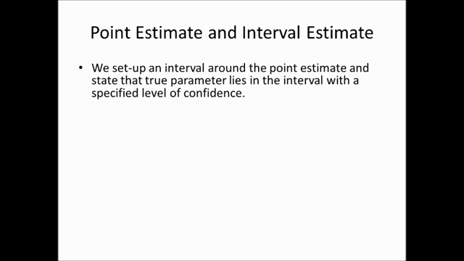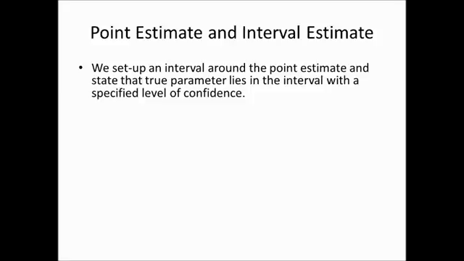What we do, we set up an interval around the point estimate and state that the true parameter lies in the interval with a specified level of confidence. The problem is that every time we draw a sample of size 300, families will be getting a different average annual family income. So the question is, how do we present the result?